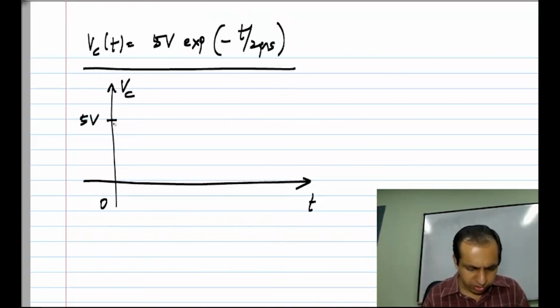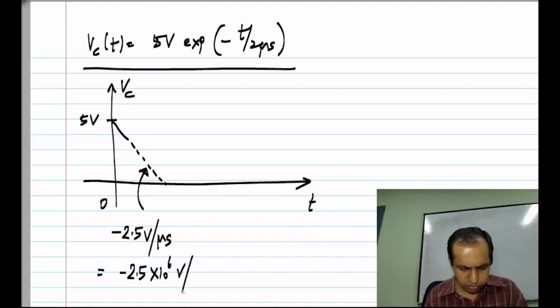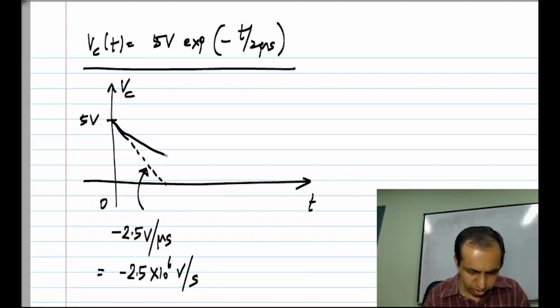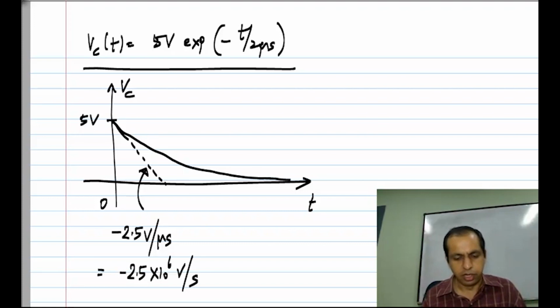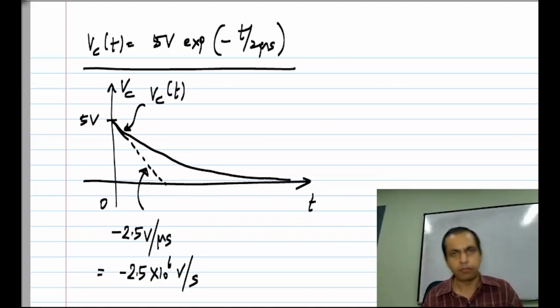So it will start off with a slope. If you calculate the slope of that line, it will be minus 2.5 volts per microsecond, or minus 2.5 times 10 to the 6 volts per second. But of course, the slope won't stay that way. It will keep on continuously reducing, and asymptotically the voltage goes to 0. This is Vc of t.